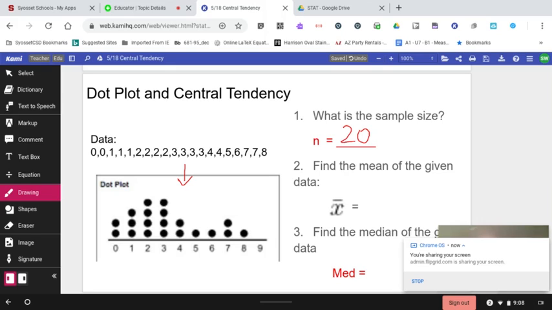We call this skewed right because the tail, if you think of it like a little tail, is on the right side. If you add the numbers, we get a sum, and that's the symbol for sum, of 64. If you divide that by the sample size, n, which is 20, that gives us our mean, or x bar, which is 3.2.